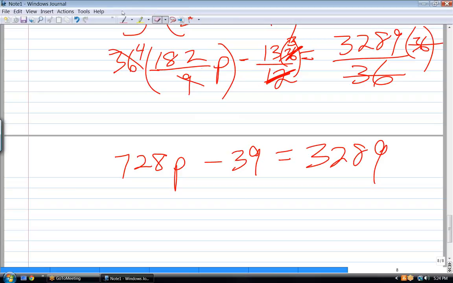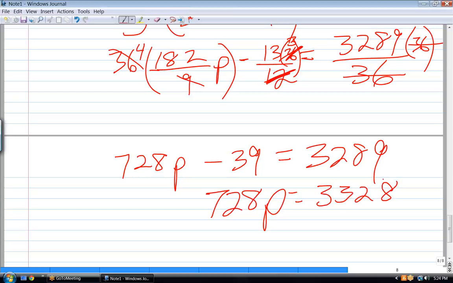So what's the next line? The next line, you have to add 39 to both sides. You get 728 p equals, one moment, 3,328. And then what's p equal to? And then you divide by 728.